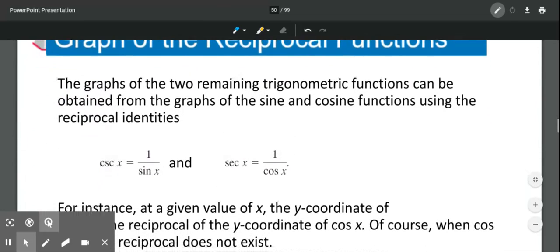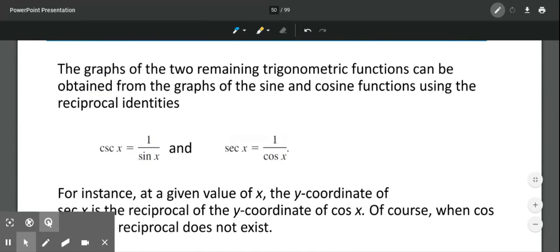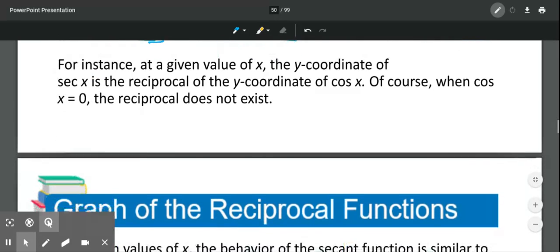So the other two graphs we have are secant and cosecant. And remember that cosecant is the reciprocal of sine, and that secant is the reciprocal of cosine. And so when you're graphing secant and cosecant, it's really helpful to first just do a rough sketch of what the sine and cosine graphs would look like. And then we fit the secant and cosecant graphs into those. And I'll show you what I mean there.